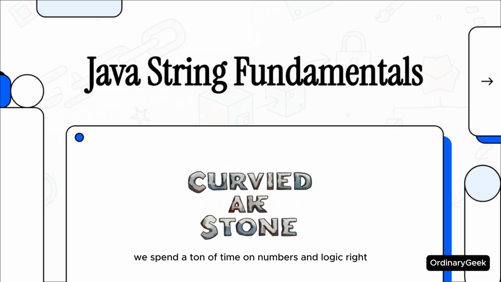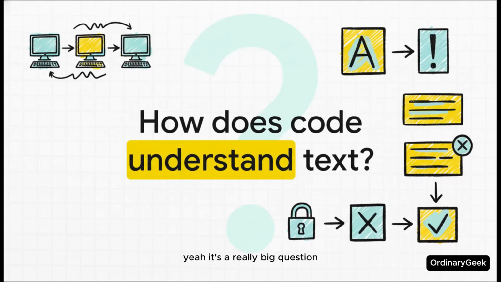In programming, we spend a ton of time on numbers and logic, right? But think about what makes software actually feel interactive. It's text. You've got names, messages, search queries, it's everywhere. So how does a computer actually get it? How does it understand what we're typing? Yeah, it's a really big question when you stop and think about it.